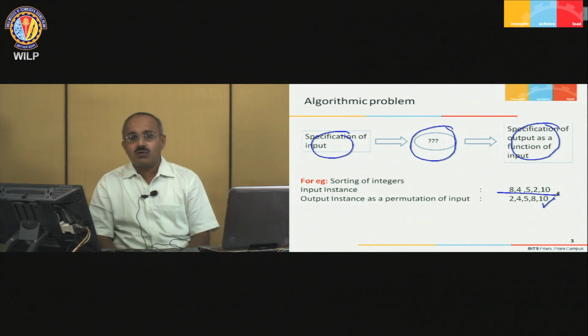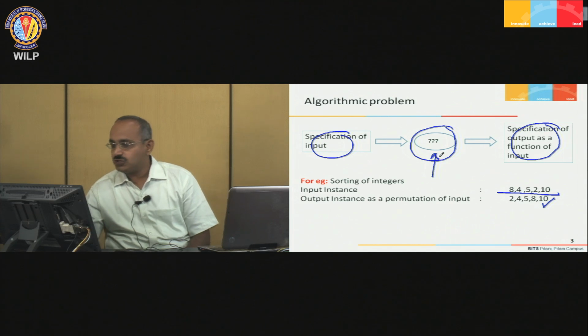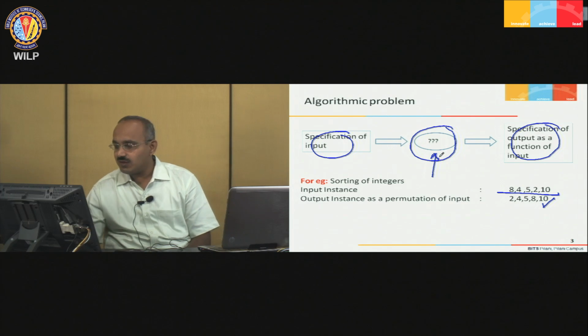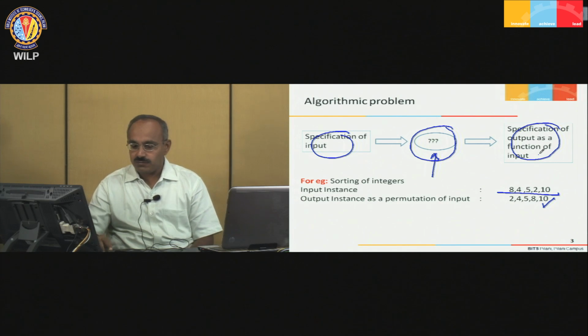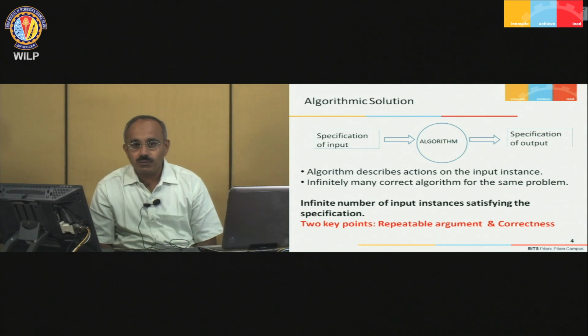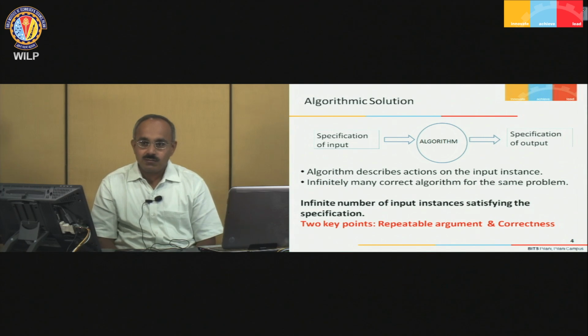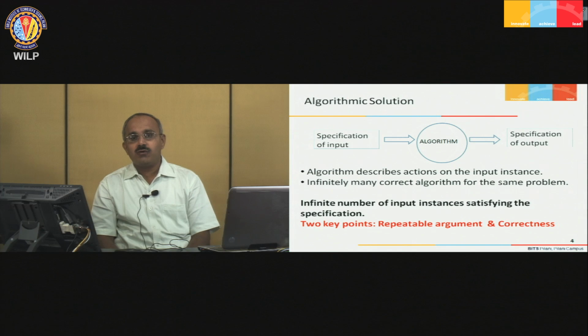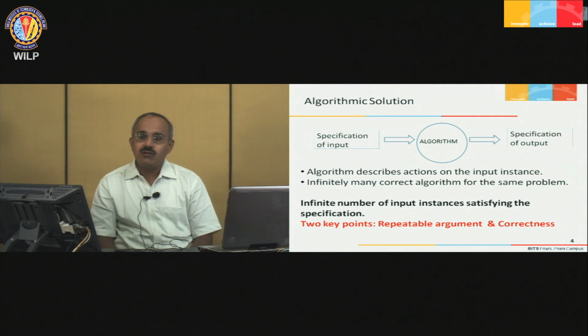What we intend to do or find is the middle part, which precisely, given this input, will give us the output that we expect, and that precisely is the next slide, where we have a specification of input, you have an output, and an algorithm is a solution to our problem. An algorithm, given an input, finds a specific output that we expect from the input. So, an algorithm is something which describes actions on an input sequence.